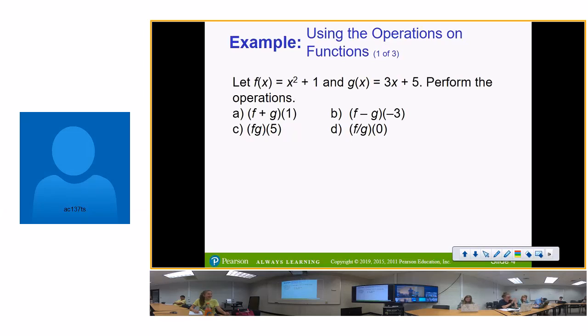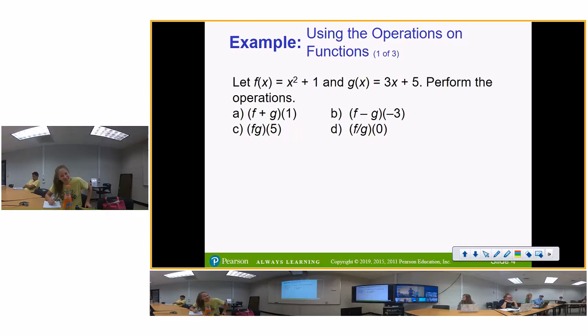What if I plugged in 1 into x squared plus 1 and plugged in 1 into 3x plus 5 and added those 2 numbers? Would that work? Yes, that's what I was thinking, but I wasn't sure. I don't want to say it.